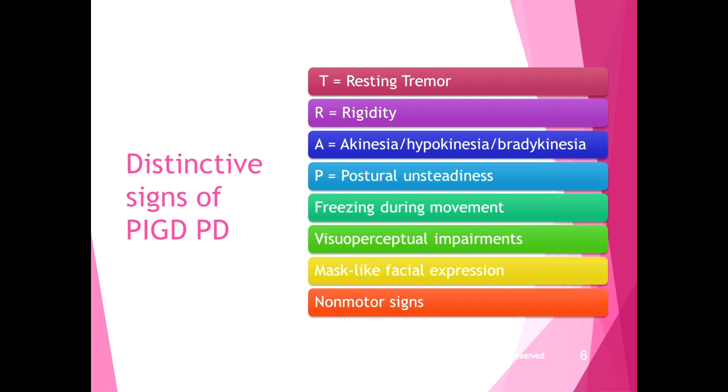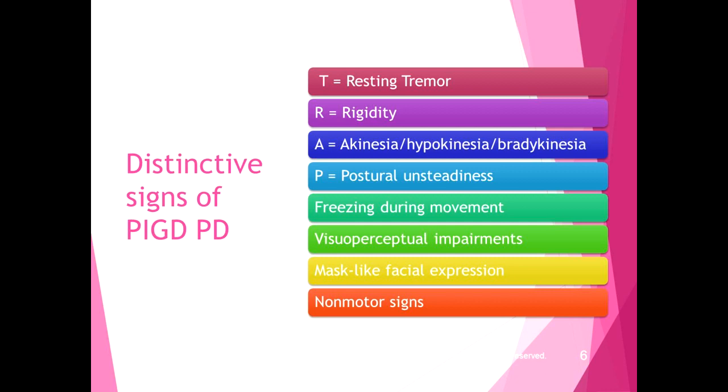Tremor, rigidity, akinesia, and postural unsteadiness. So tremor is a resting tremor. Rigidity is that muscle rigidity, and it's often that lead pipe rigidity that we talked about. Akinesia, which is also known as hypokinesia or bradykinesia. Hypokinesia meaning less movement, and bradykinesia meaning slow movement. And postural unsteadiness, so postural difficulties. And knowing the functions of the basal ganglia, all those make sense, right?